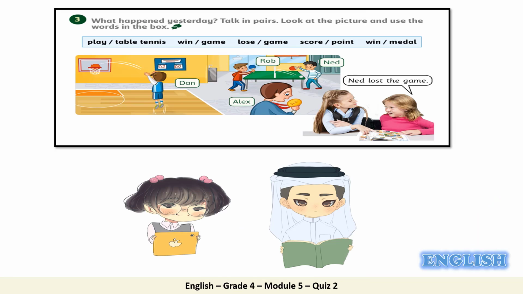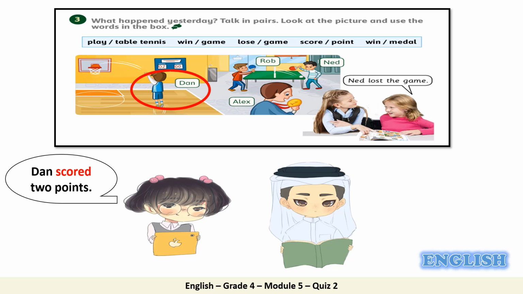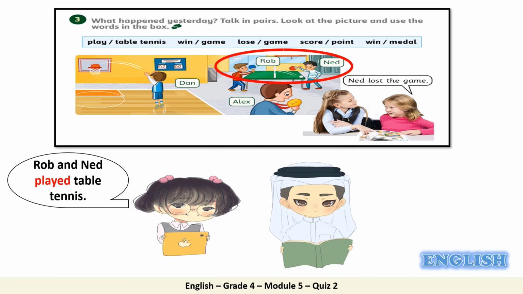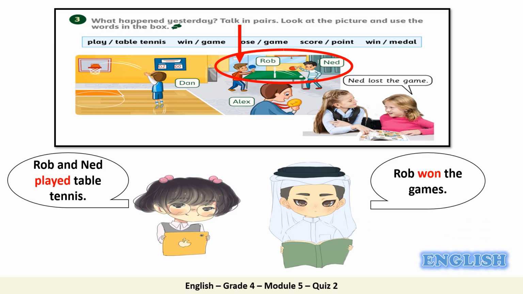Welcome back. Let's check the answers together. Let's listen to Ahmed and Noura. Dan scored 2 points. Alex won a medal. Rob and Ned played table tennis. Rob won the games.